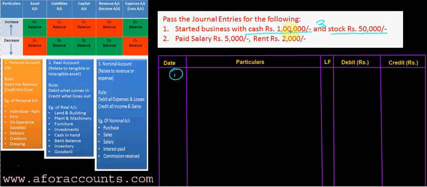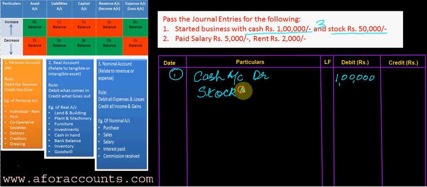So cash is increasing, cash is an asset, stock is increasing, stock is an asset. So when an asset is increasing, we have to debit it. So debit the cash account for rupees 1 lakh. Stock account again debit rupees 50,000, as stock is an asset and it is increasing in our business.